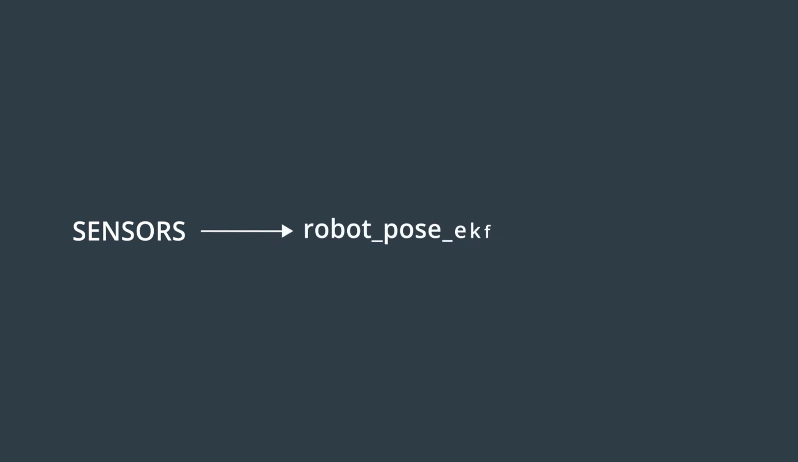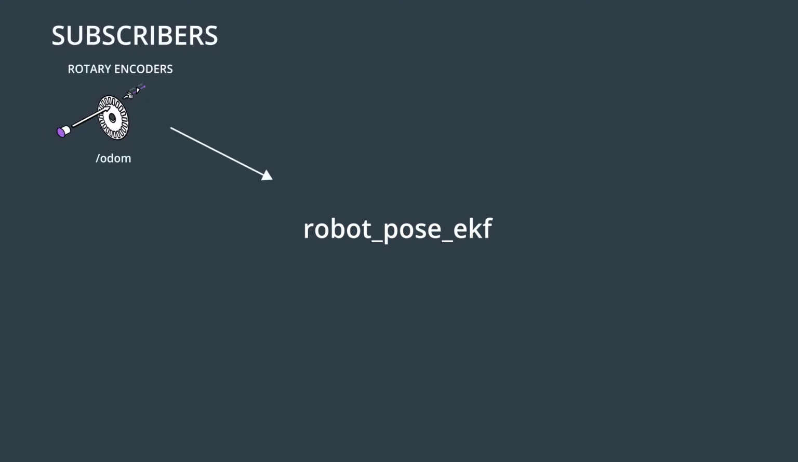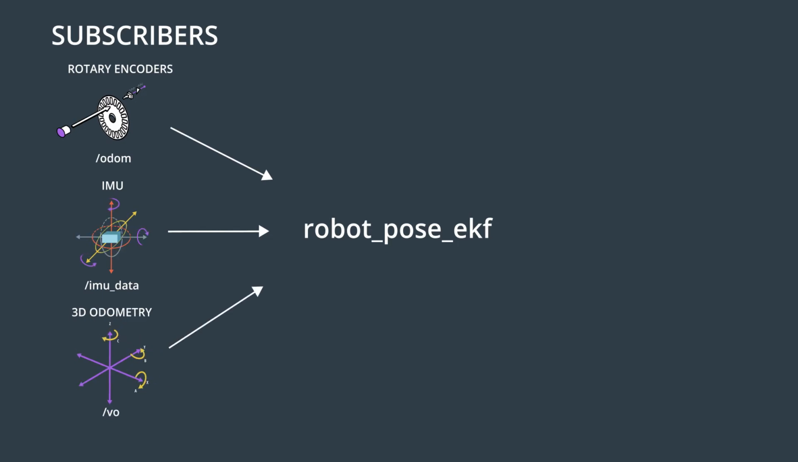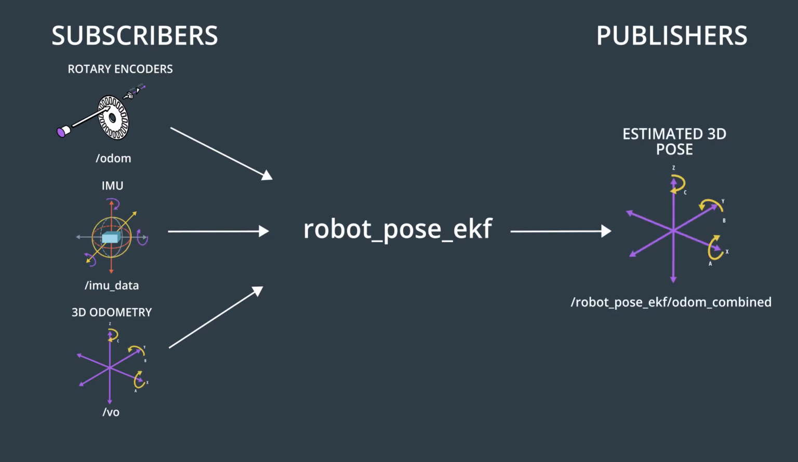After carefully reviewing the robot pose EKF package, we can conclude that the robot pose EKF node is subscribing to 3 different sensor topics and publishing a filtered pose. The EKF node is subscribing to the encoder's data through the odom topic. The EKF node is also subscribing to IMU data through the imu_data topic. Lastly, the node is subscribing to 3D odometry data through the vo topic. Now EKF is fusing all these 3 sensor values and publishing the filtered results to the robot_pose_ekf/odom_combined topic.